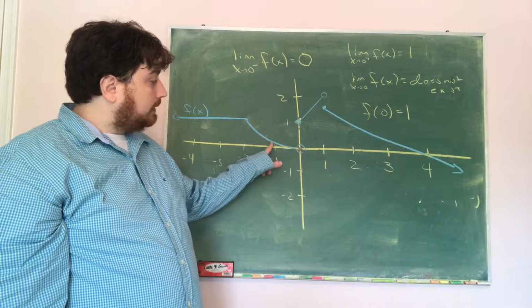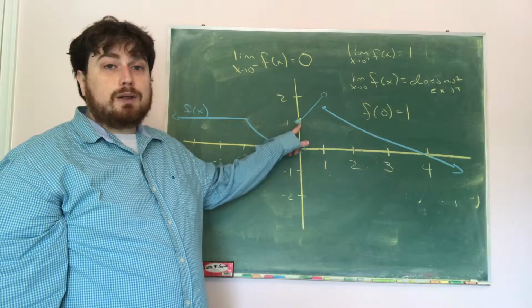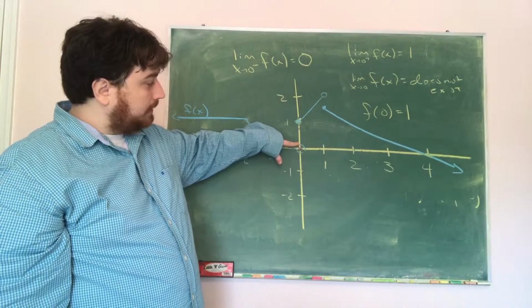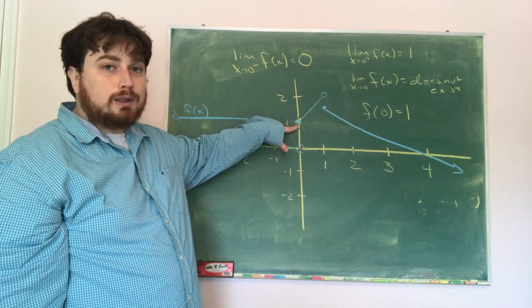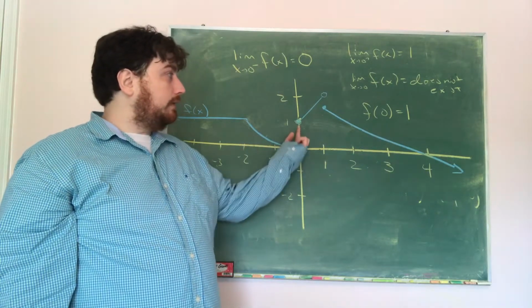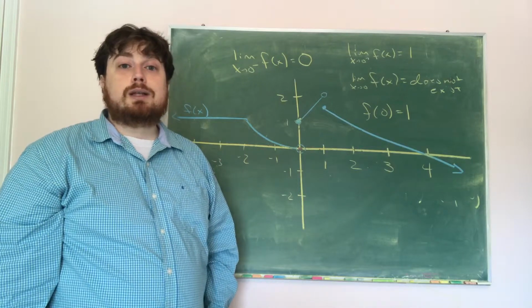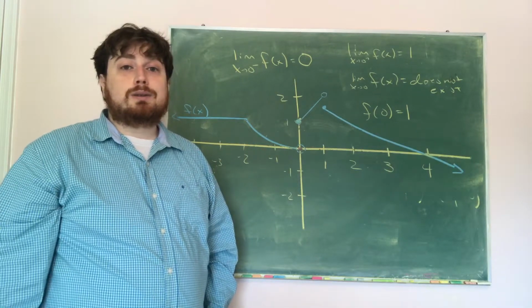Notice that if I trace this, I get to here. There's no way to get up to here without lifting my finger, or if I don't, I'm tracing through points that aren't on the function. So that's not allowed either, so I can't trace this without leaving the blue line and get up to here without lifting my finger. So that's what we mean by discontinuous.